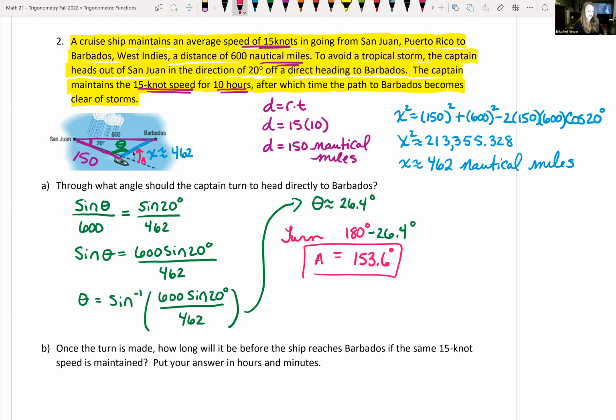Okay, so let's go to part B of this problem. It says once your turn is made, how long will it be before the ship reaches Barbados if the same 15 knot speed is maintained? Put your answer in terms of hours and minutes. Okay, well, we figured out what that distance was once we changed our angle, it was 462 nautical miles. So again, we're going to use the fact that distance equals rate times time.